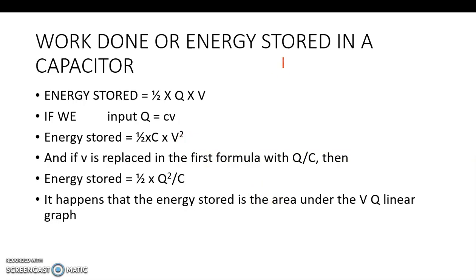The first is half times QV, and the second is half CV squared, and the third is half Q squared all over C.